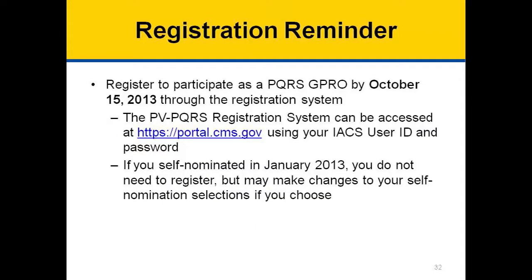You must register to participate as a PQRS GPRO by October 15, 2013 through the registration system. The PQRS registration system can be accessed at this cms.gov link using your IACS user ID and password. If you self-nominated in January 2013, you do not need to register, but you may make changes to your self-nomination selections if you choose.